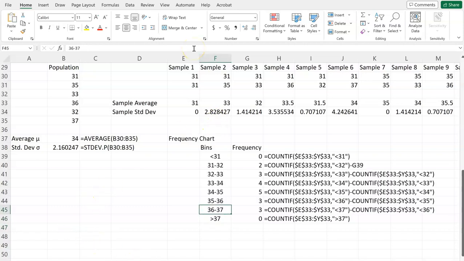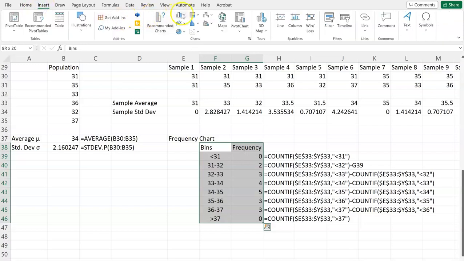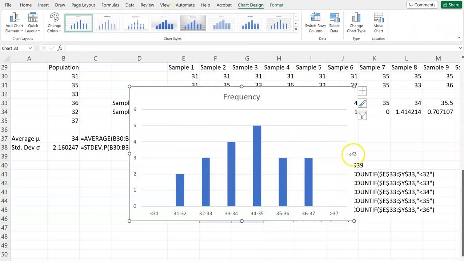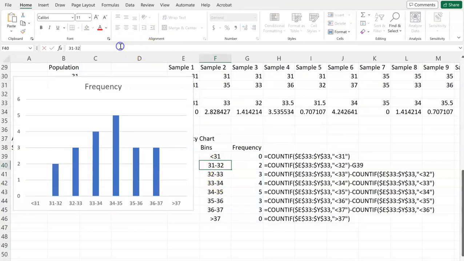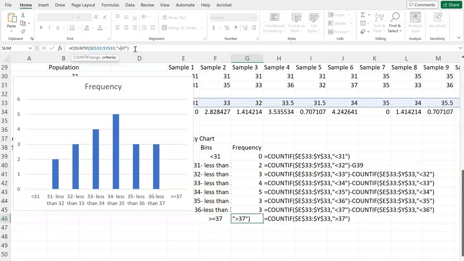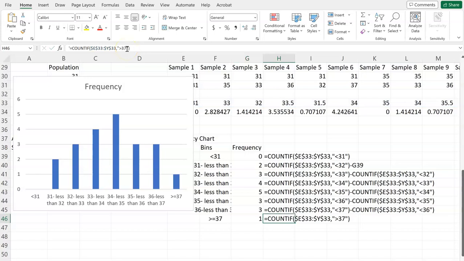So here are my averages. Now let me graph this, and then we can see what the shape is like. If I insert a bar chart, in this case, if I rewrite them, this will be 31 to less than 32. We label this a little differently, so we can say there is actually one that is 37.